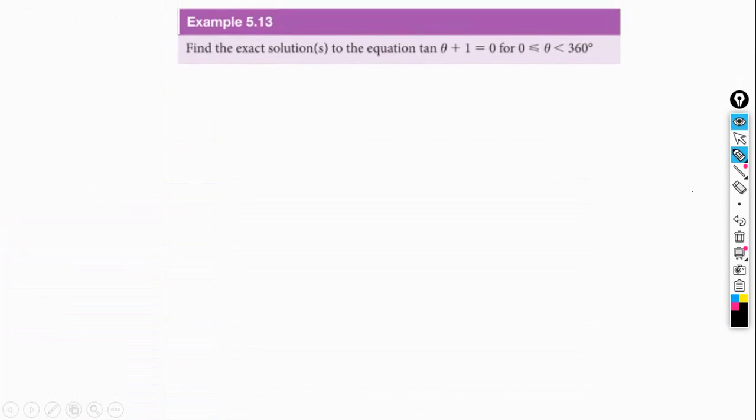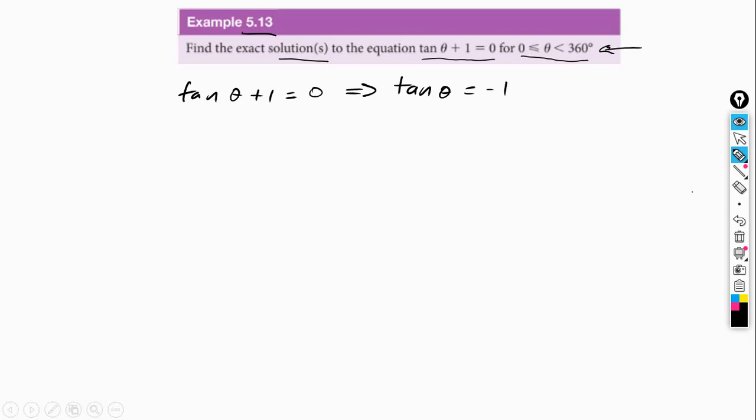So now let's take a look at example 5.13, and it says find the exact solution or solutions to the equation tangent of theta plus 1 equals 0 for an angle theta between 0 and 360 degrees, not including 360 degrees. So notice that here they want the answer in degrees. So tangent of theta plus 1 equals 0 can be rearranged as tangent of theta is equal to -1.